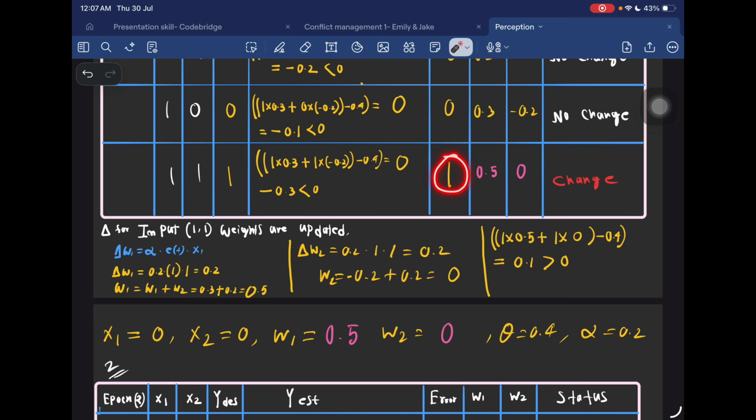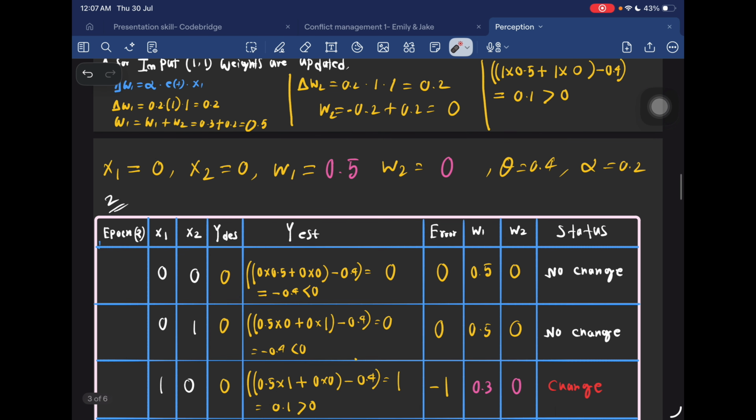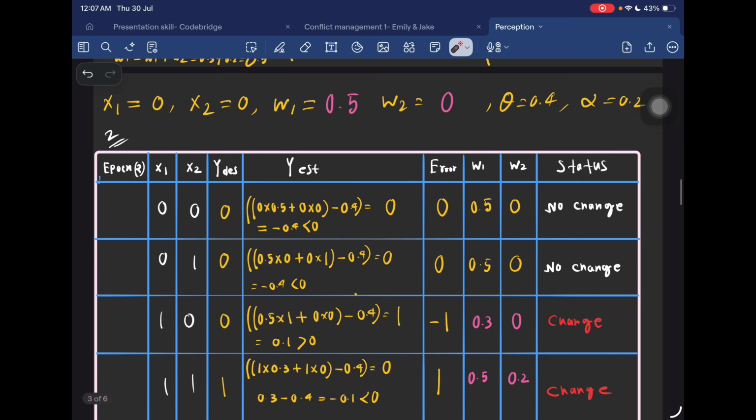So this value comes, so the error rate is 1 minus 1 equals 0. So here the weight is changing. Okay, coming from epoch 2. In epoch 2, the features start from 0 and 0, and the weight is now updated to 0.5, and the second weight is 0. Theta is basically 0.4 and the learning rate is 0.2.